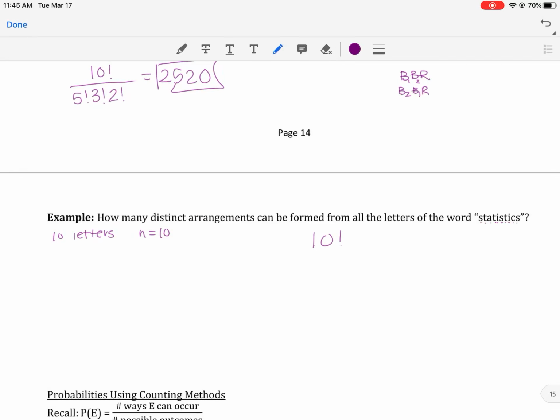10 factorial is the number on top. But there are some repeats. If you look at the letter S, it appears 3 times. So what does that mean we divide by? 3 factorial. As you look at the letter T, that appears 3 times as well. We divide by another 3 factorial.